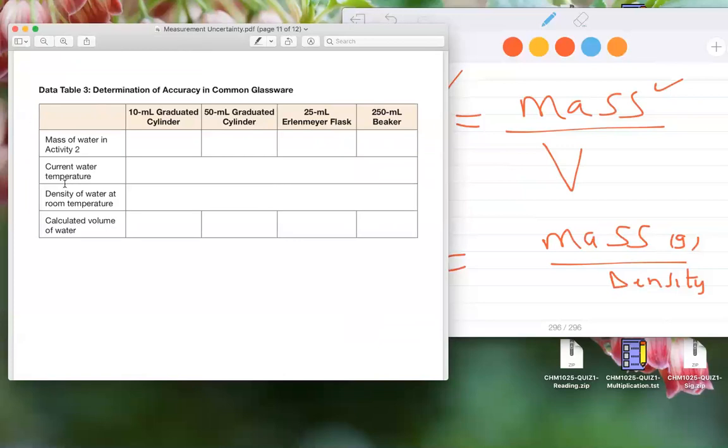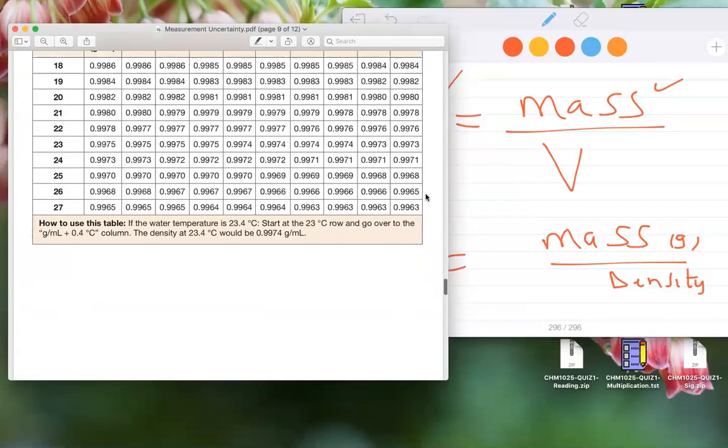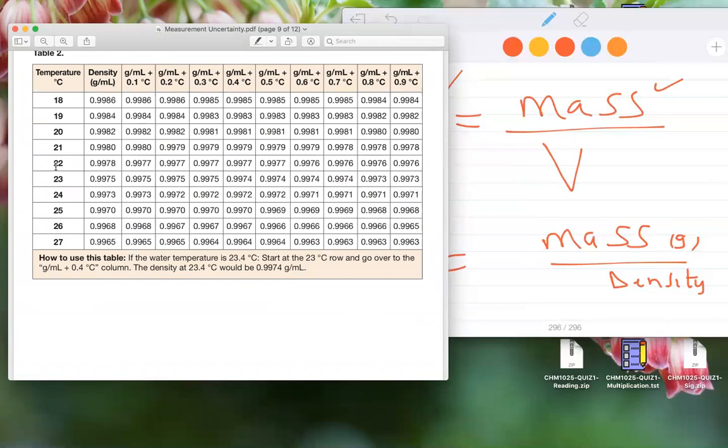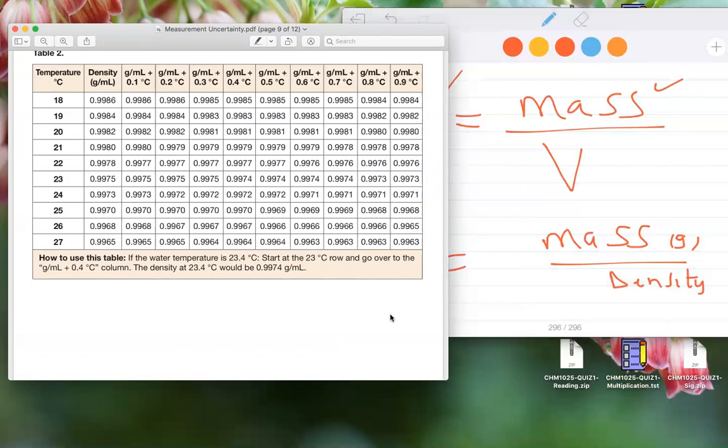If you look here, why am I getting the temperature? So that you write the temperature or the density. You're going to go to the table right here. If your temperature is 22, then the density is right here, okay? We're going to be using this volume for, all right, the density. And once you know the density, you can find the volume and show the calculation.